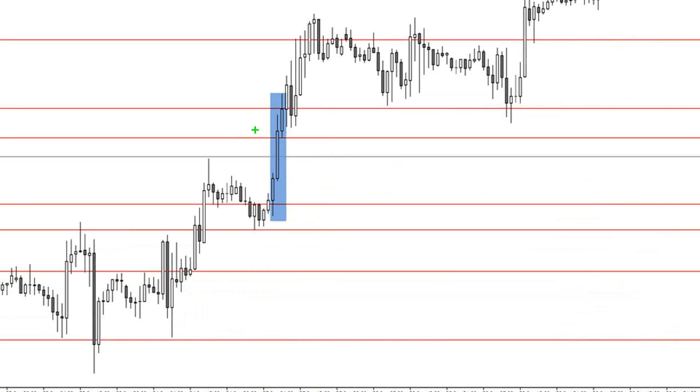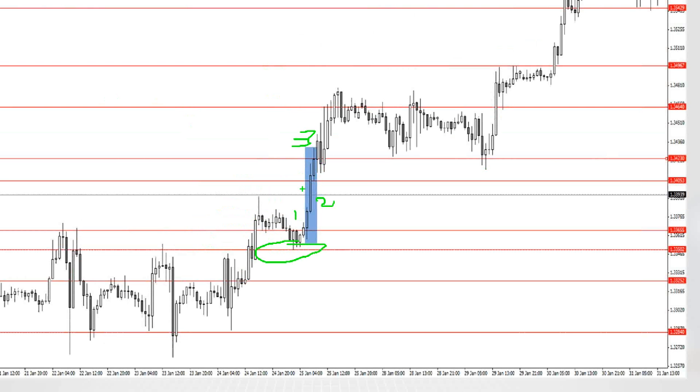Look at this. The price has tested the support. And look, one, two, three. It's basically a reversal and a continuation pattern all in one. And look what happened after the three white candles. The price continued to go up, retested the support, and went up to the next resistance. So it's a perfect example of three white soldiers.